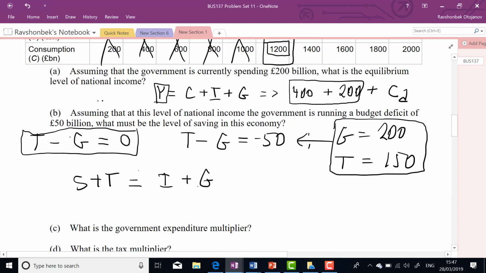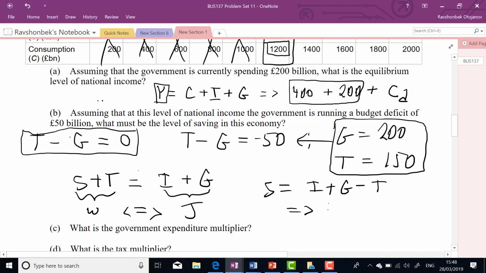Injections, so this is basically J, and withdrawals W, and in equilibrium they are equal. Now you can work out what the S is. S is basically I plus G minus T, which is 450. Done? You see how easy it is.